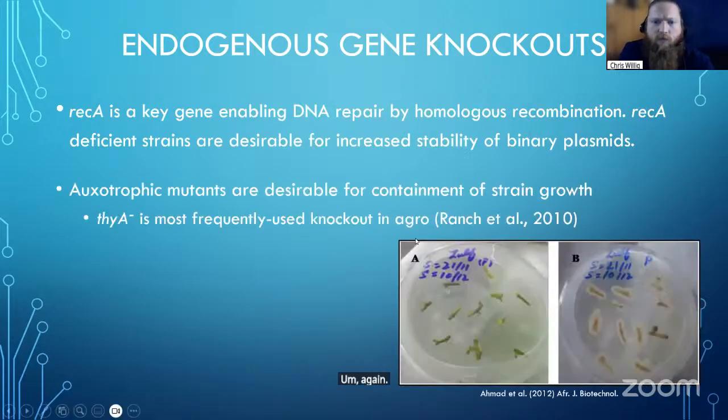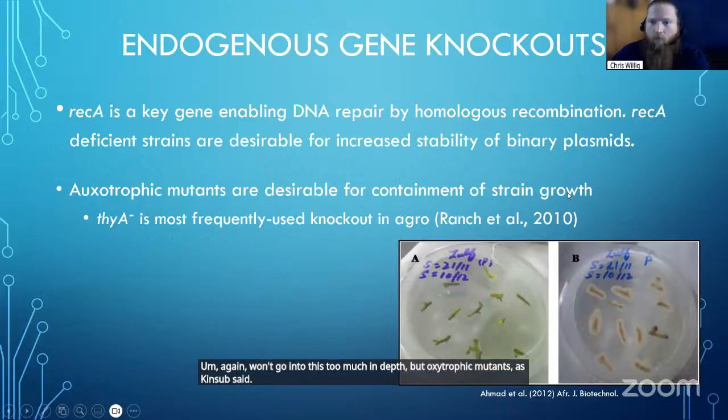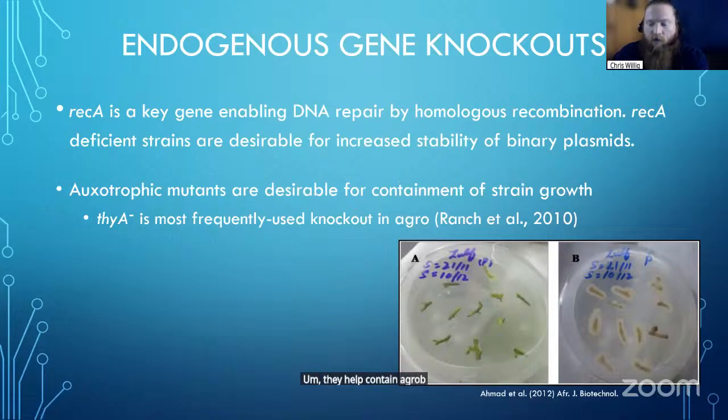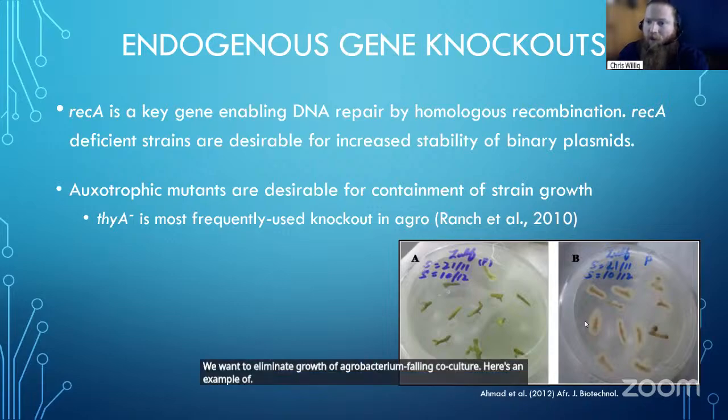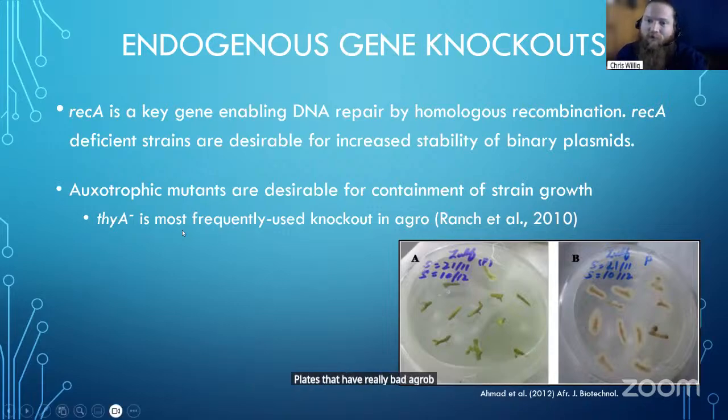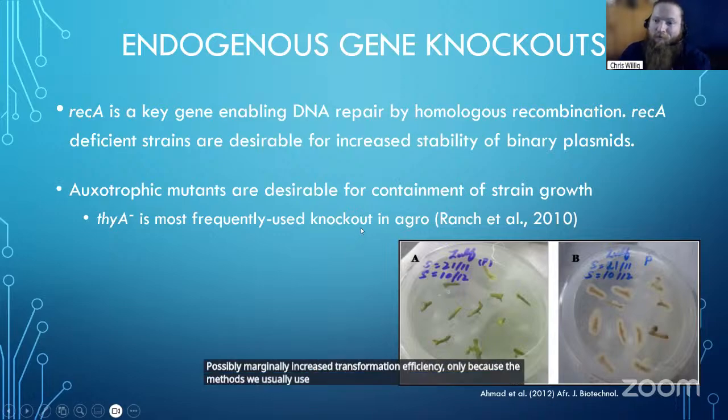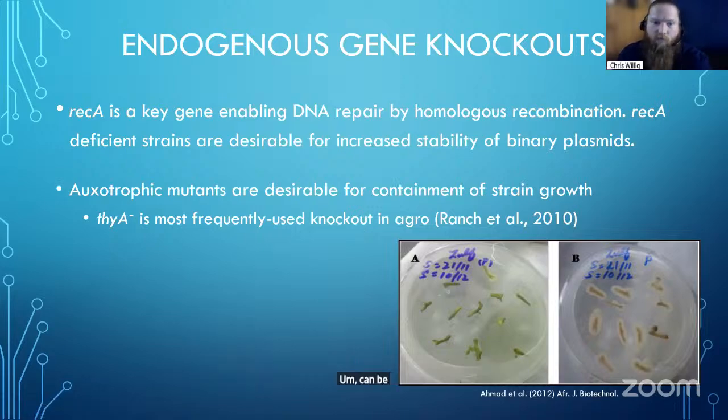Again, I won't go into this too much in depth, but auxotrophic mutants, as Keunsub said, help contain Agrobacterium as a biosafety concern, and practically in transformation, we want to eliminate growth of Agrobacterium following co-culture. Here's an example of plates that have really bad Agrobacterium overgrowth. And we can also possibly marginally increase transformation efficiency, only because the methods we usually use to control overgrowth, heavy antibiotics and tissue washing, can be detrimental to plant survival.